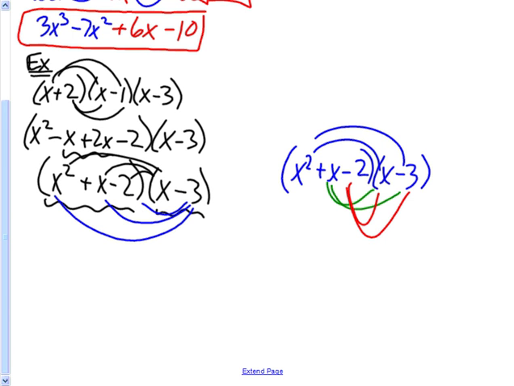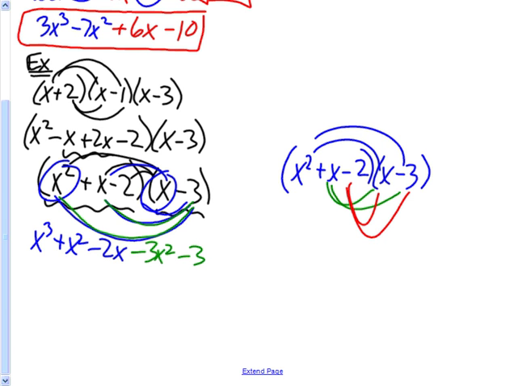So I take the x through, so x times x squared, there's our x cubed, right? Then x times -2, -2x, okay? Now let's do the -3 here. So let's go -3 times x squared, -3x squared. Let's go -3 times x, -3x. Let's go -3 times the -2, plus 6, okay?